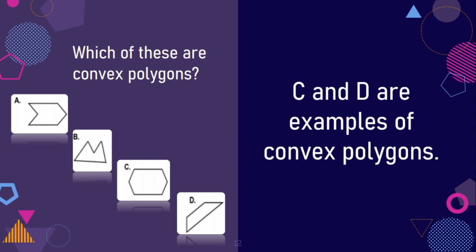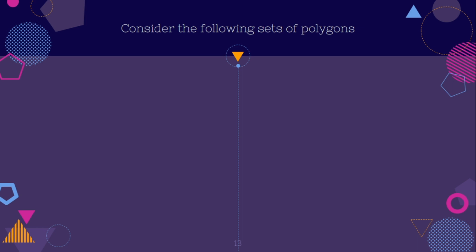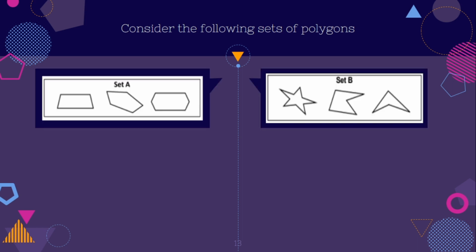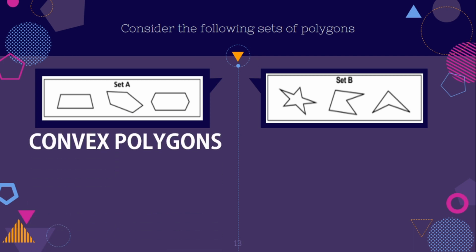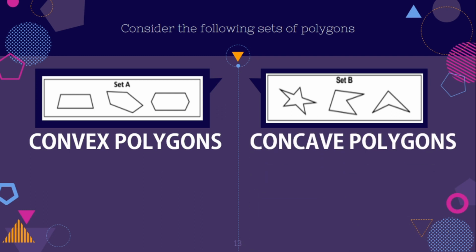So, for us to fully understand that convex polygon, meron tayong set A and set B. So, this figure, ayan, sa set A, at meron naman tayong this figure para sa set B. So, alin kaya dyan yung convex polygon? So, ang convex polygon natin dyan ay yung set A. Those are convex polygons. Ano naman kaya yung mga hindi convex polygon? So, yun yung tinatawag natin na concave polygons. Okay? So, paano ba natin masasabi na convex at concave ang polygon?